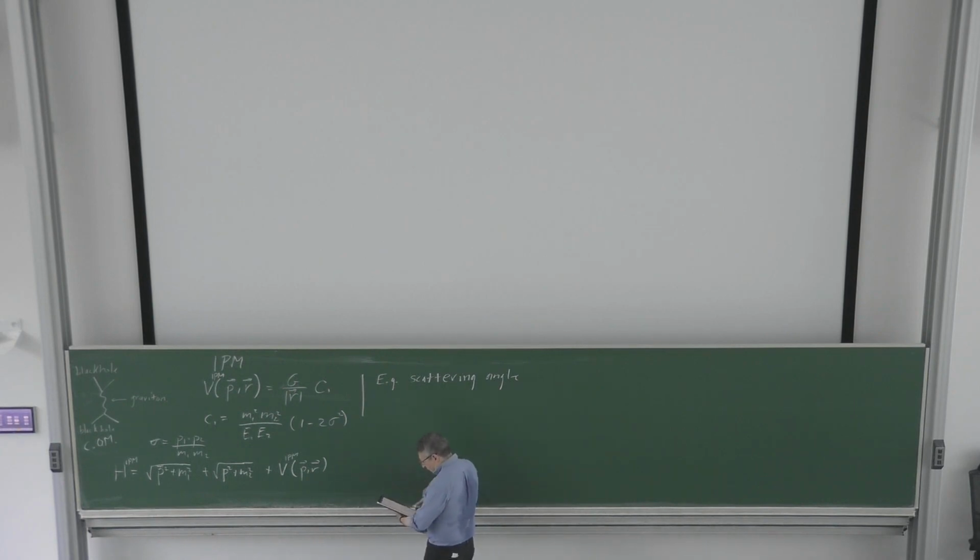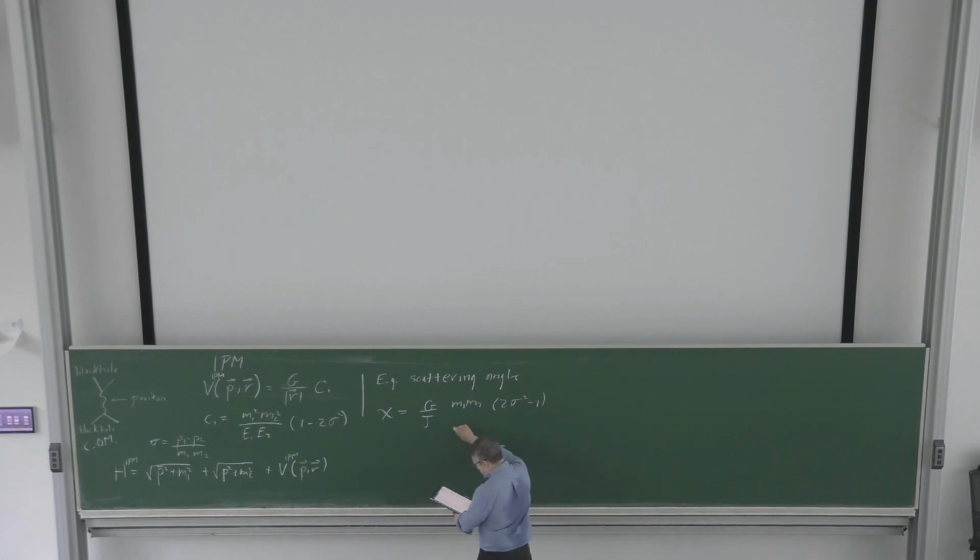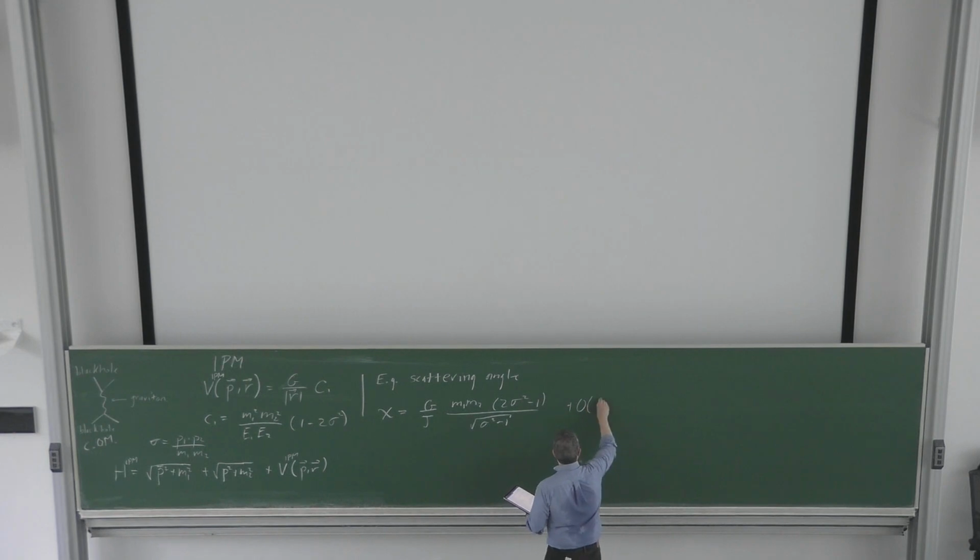And so the scattering angle you could get, and I'm not going to go through that. Just look in some textbook. Let me just show you the answer. J is the angular momentum, and then M1, M2, and then 2 sigma squared minus 1 divided by the square root of sigma squared minus 1. And then plus, there's higher orders. So this is just perturbative. We're just solving it perturbatively. Okay? And any observable can be worked out using this Hamiltonian.